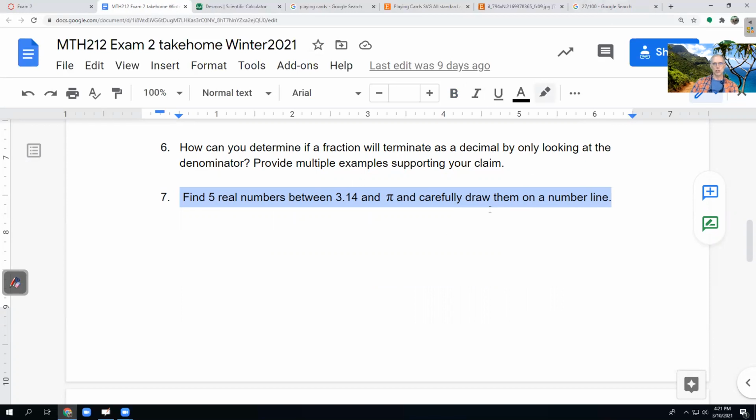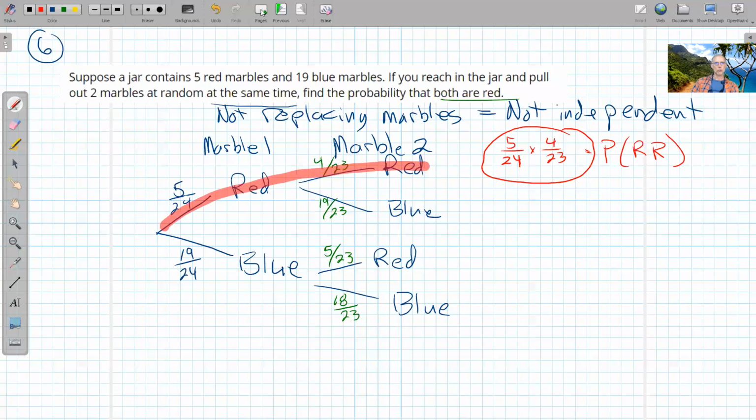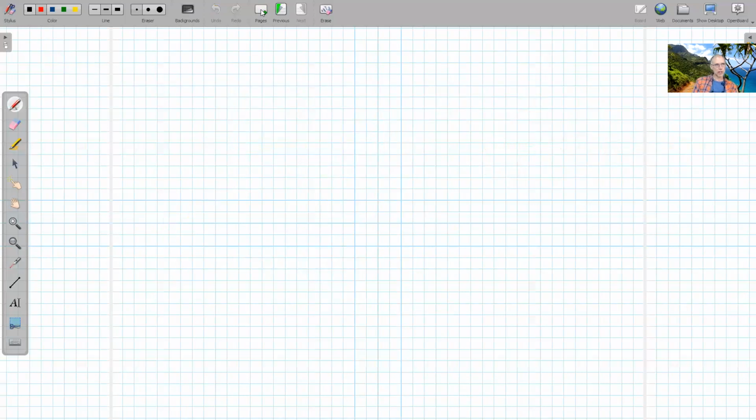So, some things to consider about pi. And let's see, where's my whiteboard? There it is. New page. So I'm trying to find real numbers between 3.14 and pi, and I want them graphed.